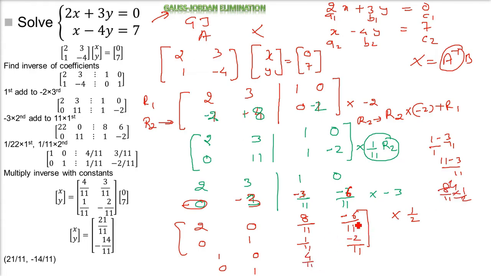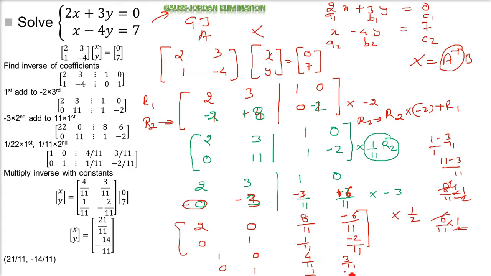8 by 11 multiplied by 1 by 2 is 4 by 11, and 6 by 11, as I told you, it is 6 by 11. So 6 by 11 multiplied by 1 by 2 is going to give you 3 by 11. And so we have got all the values.